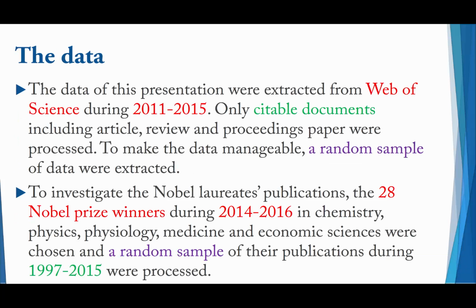To present the effect of journals' impact on the paper's impact, a random sample of papers was extracted from Thomson Reuters Web of Science during 2011 to 2015, where only citable documents were processed. In addition, a random sample of papers of the 28 Nobel Prize winners was extracted from Web of Science.